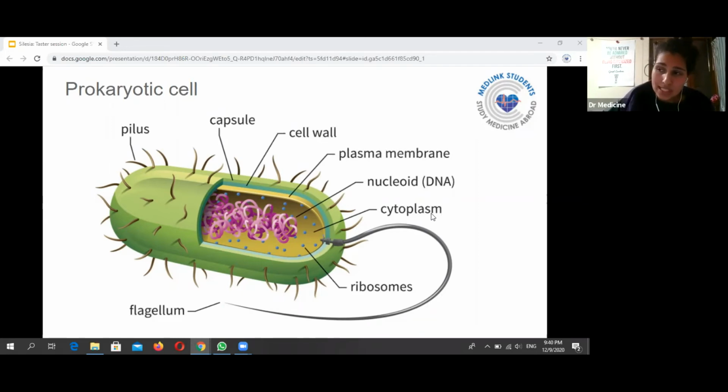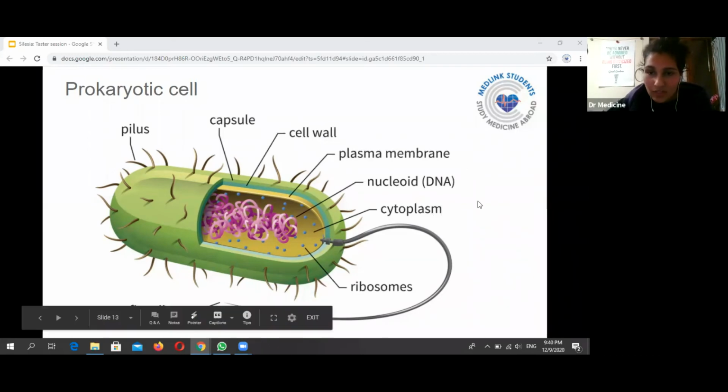Now, if you really want to go into detail, there are two types of pili: ordinary pili and sex pili. Ordinary pili play a role in bacterial adherence to mucosal surfaces. Sex pili actually bind to other bacteria and are a tube for the transfer of large segments of bacterial chromosomes between bacteria. So you can just mention pili in general, or you can mention the two types, ordinary pili or sex pili, which are also referred to as F pili.